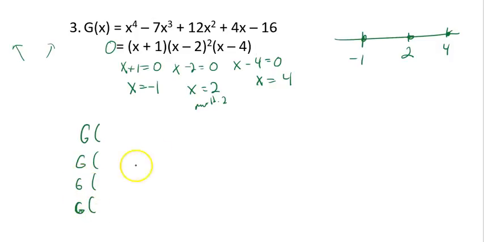My g's are starting to look like 6s, sorry. Something before -1, maybe -2. Something between -1 and 2, I can choose 0. Sometimes you could choose 1, be fine. Something between 2 and 4, 3. And then something after 4, like 5.